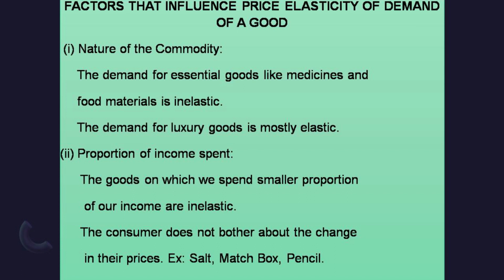The very first is the nature of the commodity. What is the nature of the commodity? Is that commodity a luxurious commodity or a necessity commodity? On the basis of that, the elasticity of demand will be calculated. The demand for essential goods like medicines and food materials is inelastic because we cannot leave these commodities for any time period. Even if the price is increasing, we need to consume those goods. So the demand for essential goods or necessities will always be inelastic.